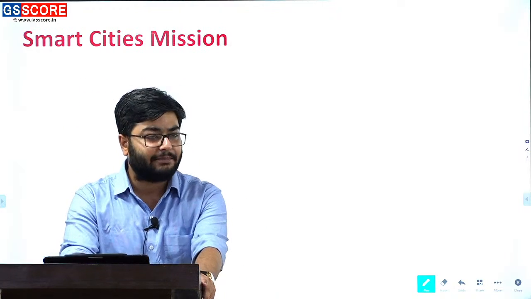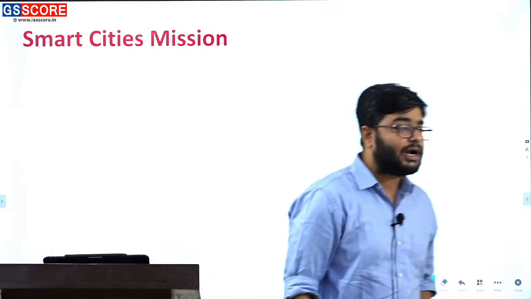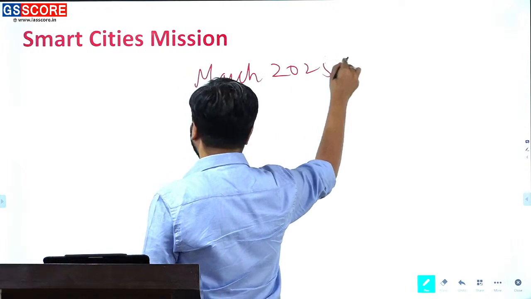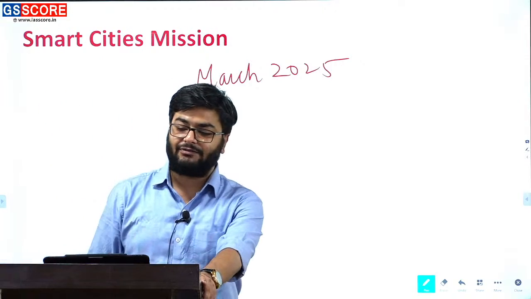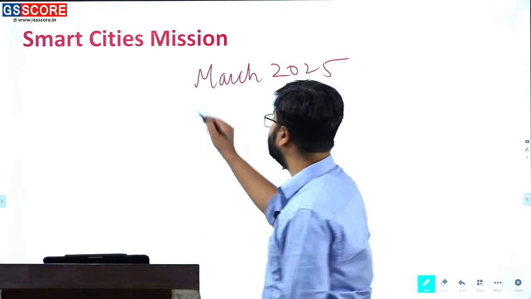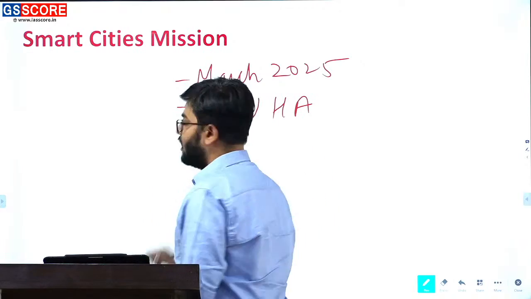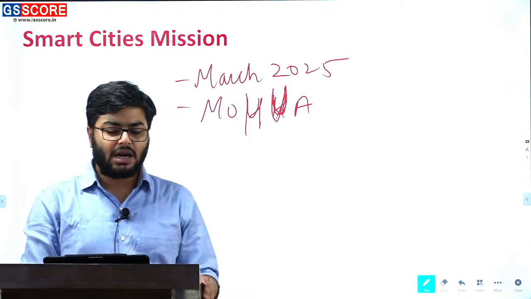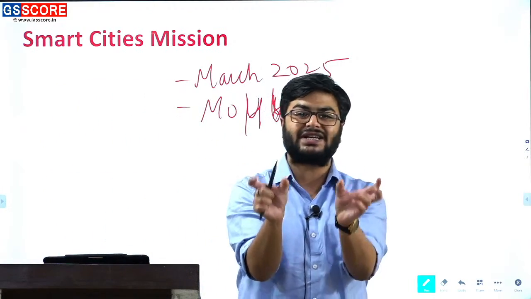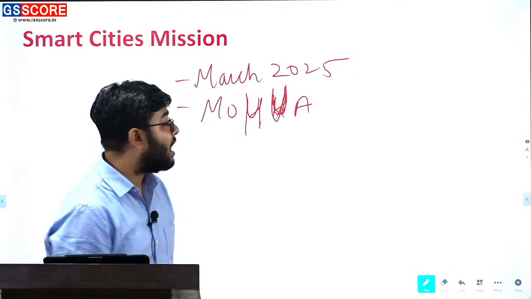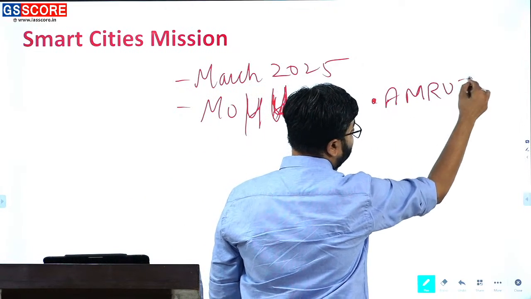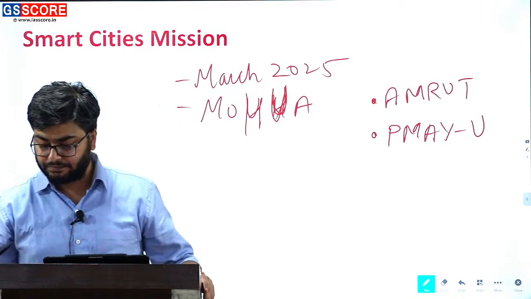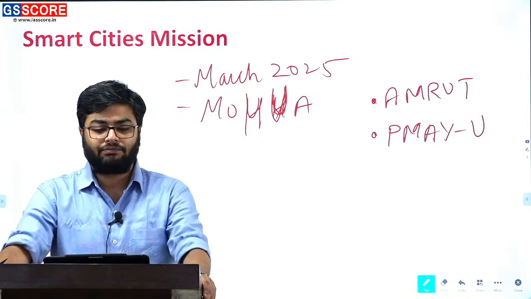Interestingly, like I told you, with regards to the Smart Cities Mission, the implementation period ended in March 2025. It is a flagship mission of the Ministry of Housing and Urban Affairs. Now, if you look at the convergence part of this scheme, it converges with other schemes like Amrut, Pradhanmantri Awas Yojna Urban or Shahriye.